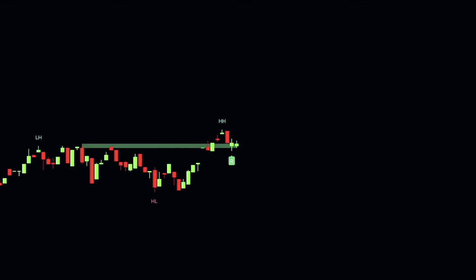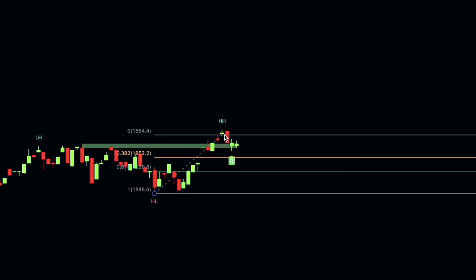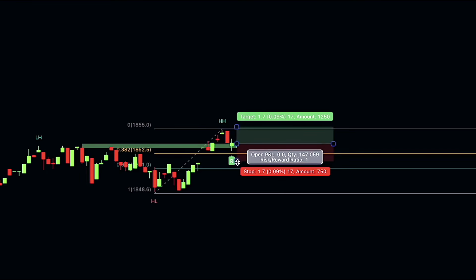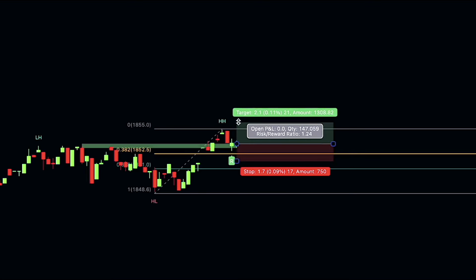For example, when the market hit a support level, we drew a Fibonacci from the recent low to the high. The price bounced perfectly off the 0.38 level. For a long trade, set your stop loss below the key level or recent swing low and aim for at least a 2-to-1 risk-reward ratio.